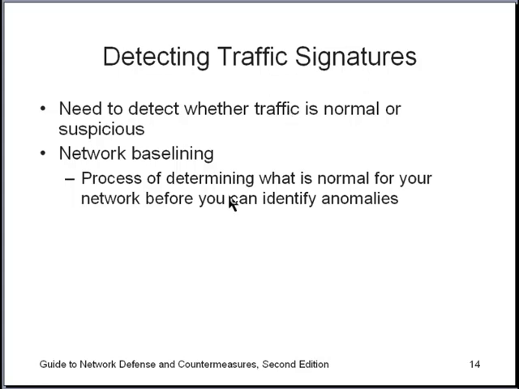The other is actually understanding the type of traffic that travels across your network, which requires network baselining. Network baselining is the process of determining what is normal for your network before you can identify anomalies. You should know whether FTP traffic is occurring on your network, whether telnet traffic is, what services are being run on the computers within your network, and whether there should be outgoing or incoming ICMPs. Once you know what your network traffic looks like, then you can look at traffic that's crossing your network and determine whether something's wrong or not. But in order to do that, it requires a lot of groundwork by doing some network baselining.